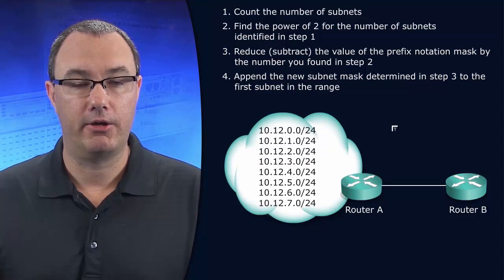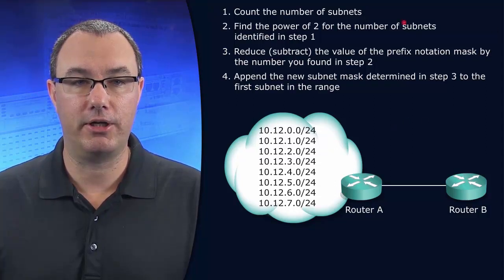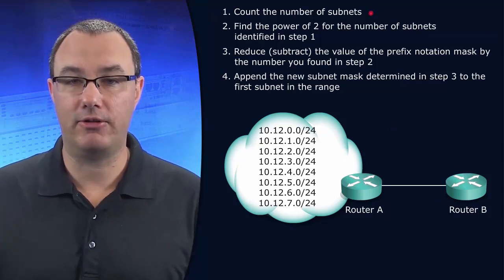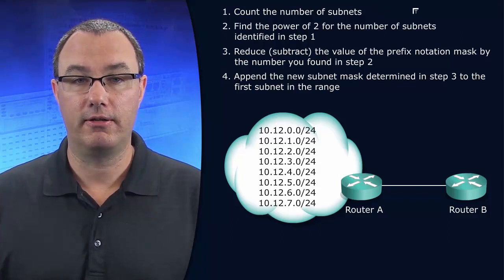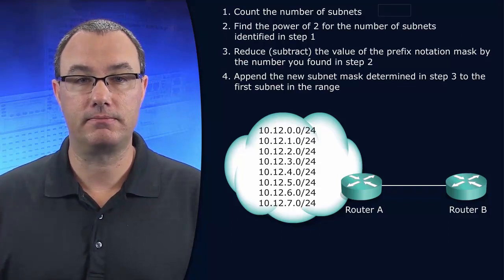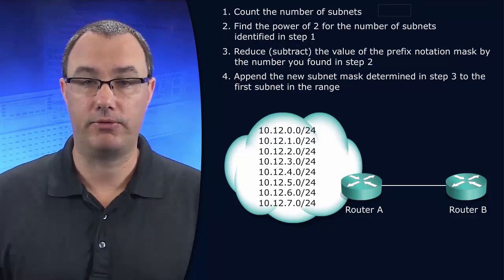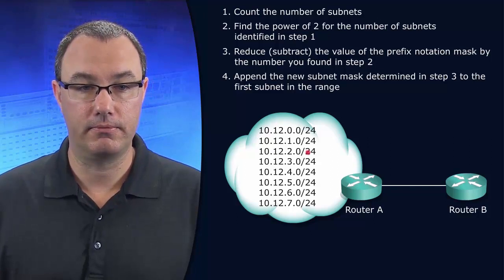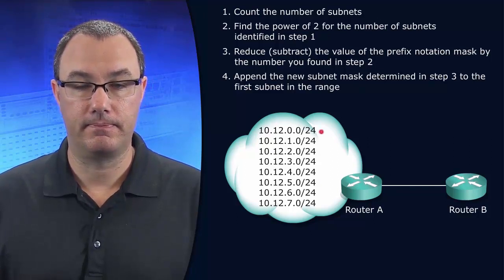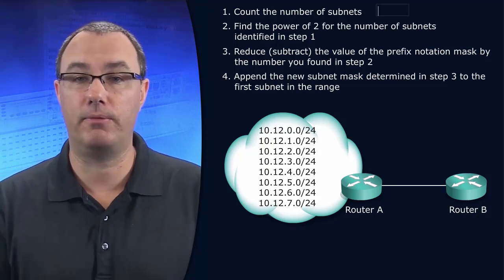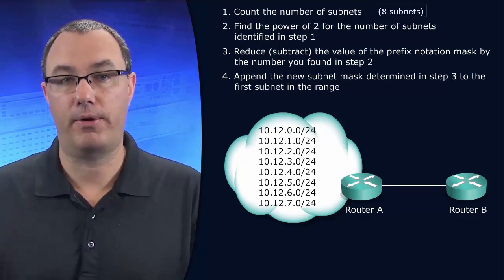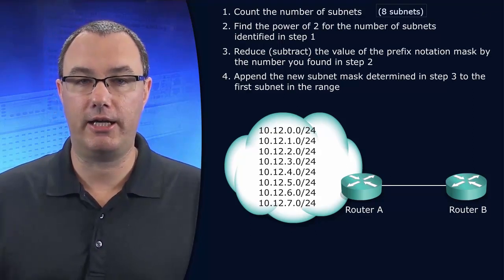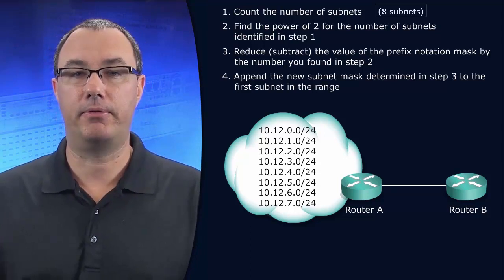So the first thing I want you to do is count the number of subnets that we need to summarize. And I need you to tell me that. What is the number of subnets that we are going to be summarizing here? Count. Where do you look? Over here. I think I've given you enough time. And I'm going to answer on the screen. 8 subnets.